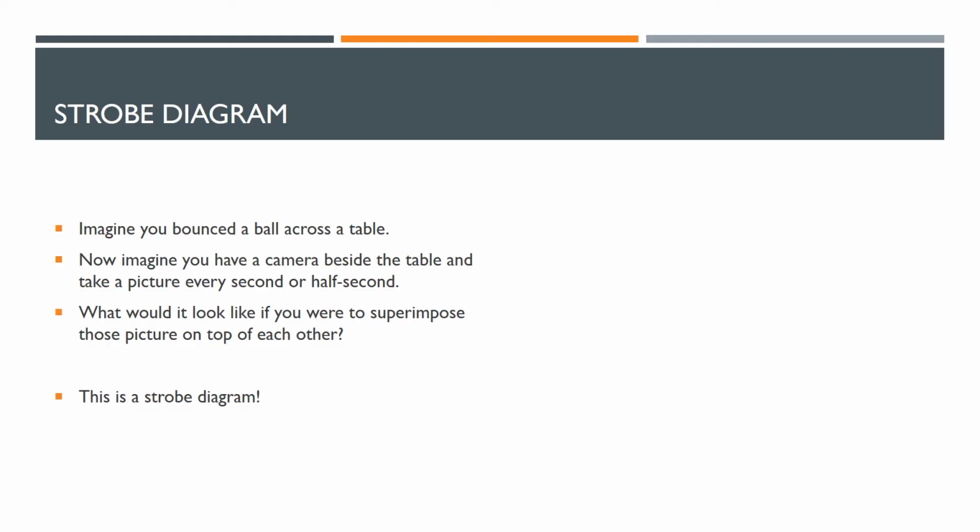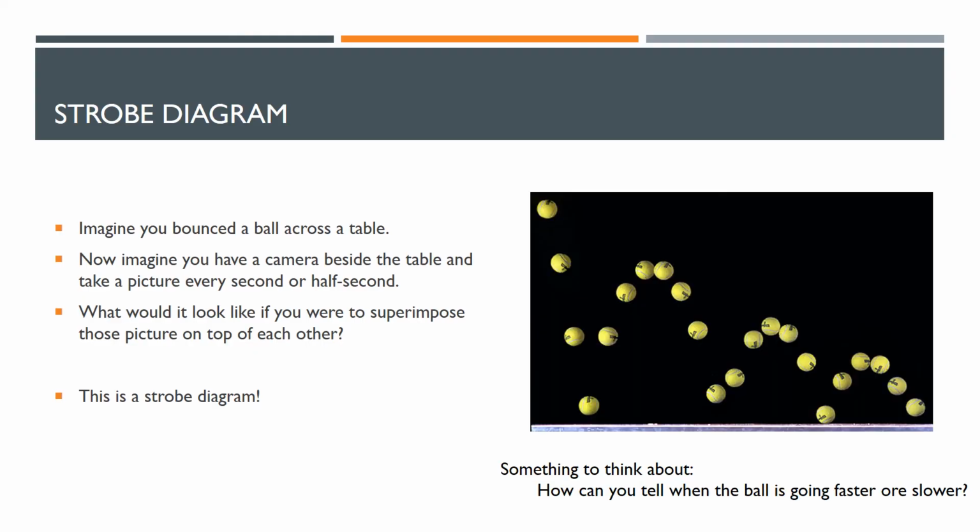So imagine you bounced a ball across the table. Now imagine that you have a camera beside the table and then take a picture every second or a half second. What would it look like if you were to superimpose all of those pictures? You place those pictures on top of each other. This is basically what a strobe diagram is. And here you go. Here is a picture of a ball bouncing using a strobe light.